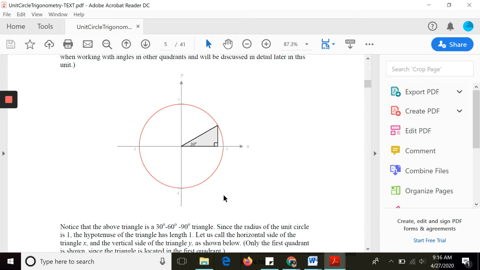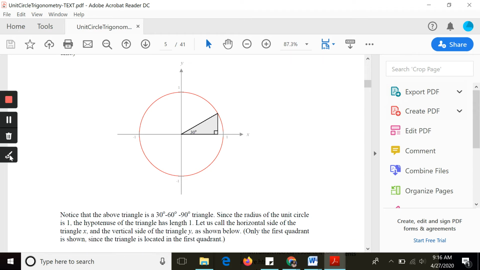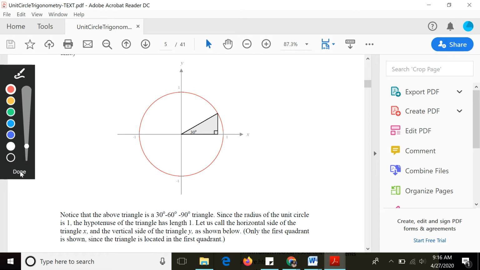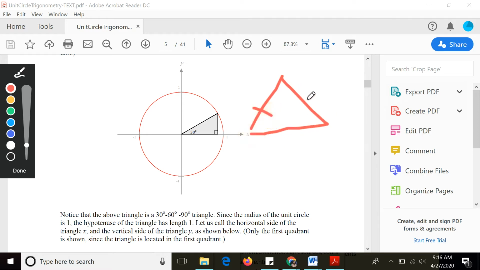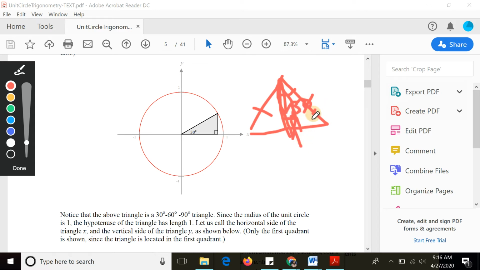If you remember when we did the 30, 60, 90 degree angles, I will just recall that very quickly. We started with an equilateral triangle, so this is 60, this is 60, this is 60. Then I drew a perpendicular bisector from here, and then this angle is 30 degrees, this one is 90, and this angle is 60 degrees.